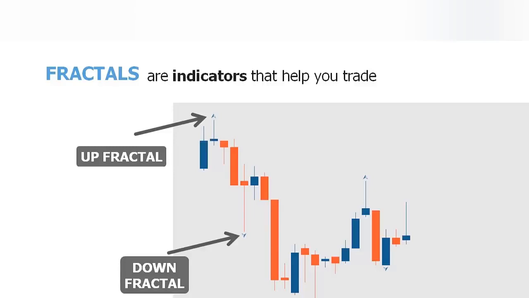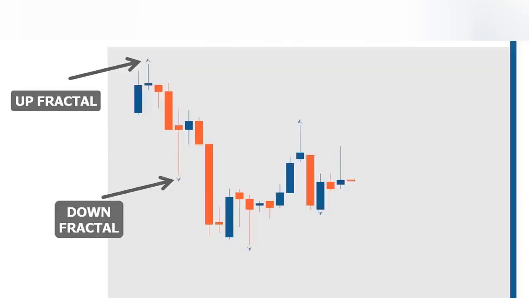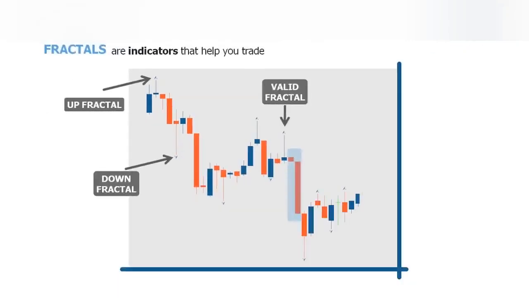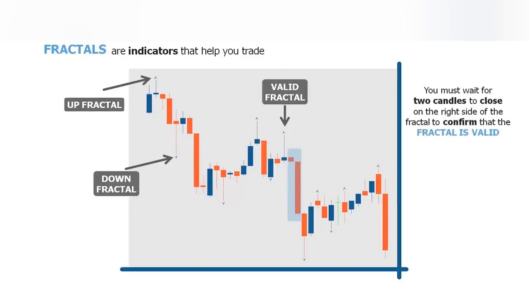Note that a freshly formed fractal can disappear again unless two full candles have formed after it. Thus, before using a fractal in the context of the beginner strategy, you should always wait for two candles to close on the right side of the fractal to confirm that the fractal is valid.